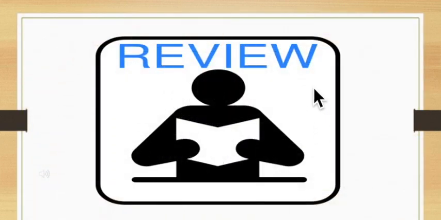So, before starting today's video, let's take a quick review of what we studied in the last video. In the last video, we started chapter number 22, Humans and the Environment. Do all of you remember the definition of environment? Yes, the surrounding of living organisms is called environment, and it includes both living and non-living things.